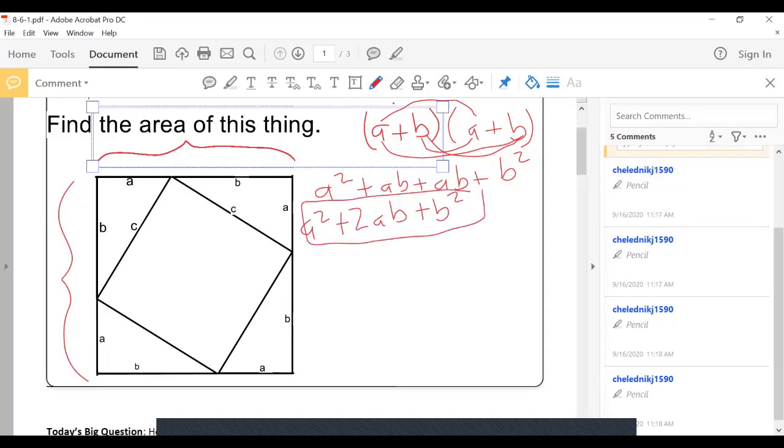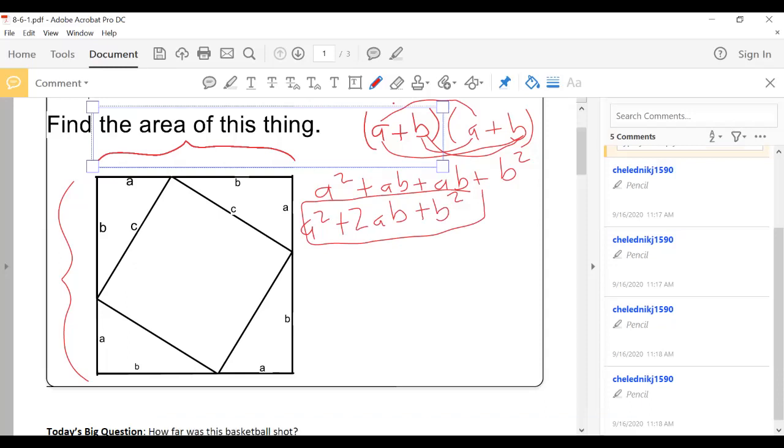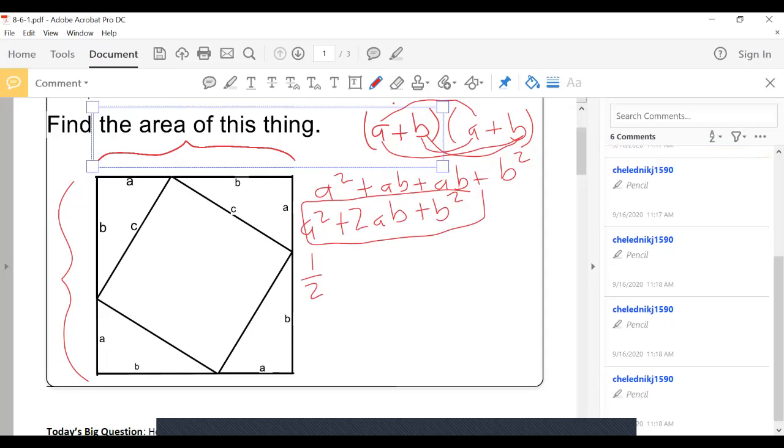That's not the only way we could have done this. We also could have found the area of each individual triangle and then added on the area of the sideways square in the middle. The area of a triangle is 1/2 base times height. Now the base of each triangle is A and the height is B. And there are 4 of the triangles.